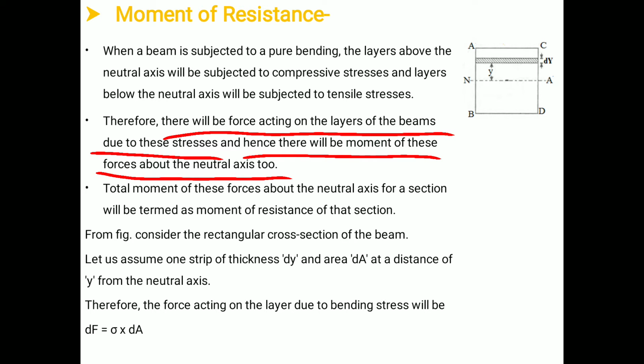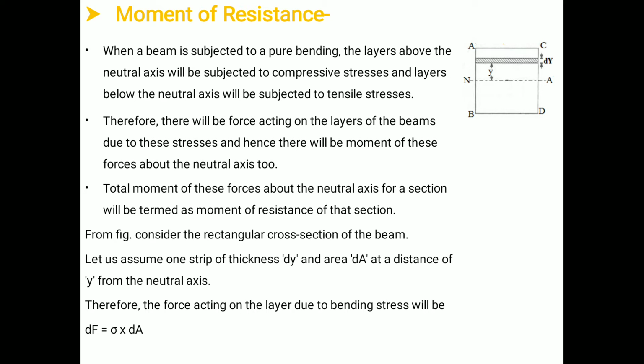Therefore, from the figure, consider a rectangular cross section of the beam. We have to concentrate on the rectangular cross section of the beam. In that rectangular cross section, you have to consider a small strip of thickness dy. You can see from the figure the strip, which is at a distance of y from the neutral axis, has thickness equal to dy.